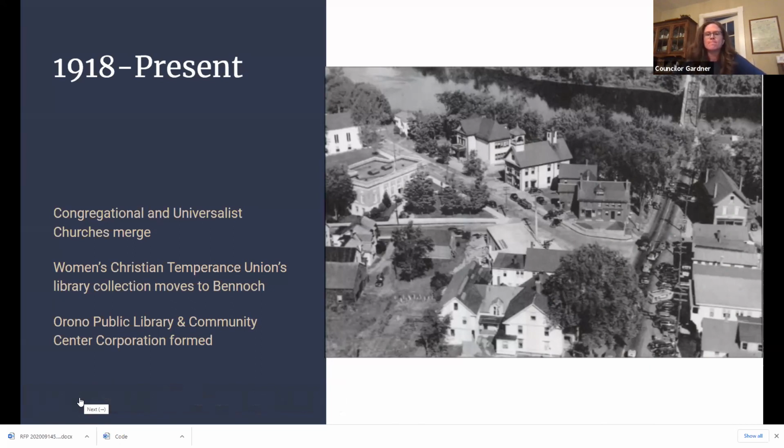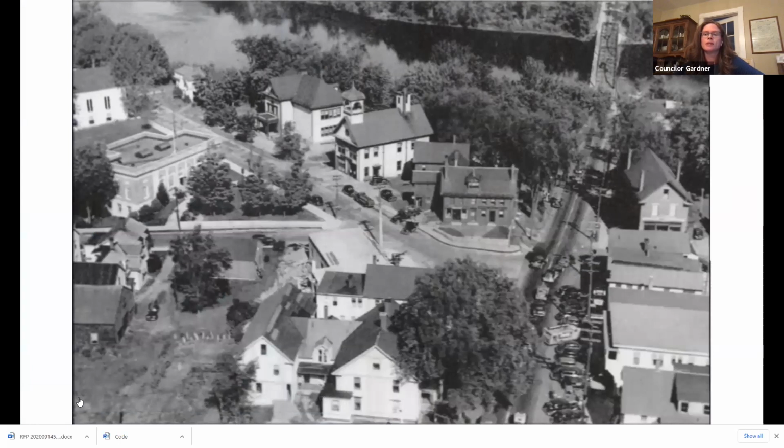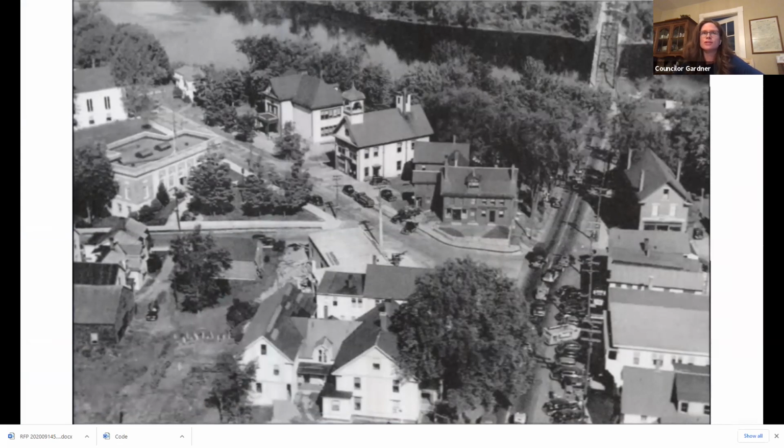So the Congregational Church moves out of the building on Bennick Road, which was Bennick Street back then. And the Women's Christian Temperance Union, if you could advance the slide, Bill. This is a close-up of that. So in the center of the photo, you'll see Monument Square, the Katahdin building, which burned down years ago. That was the original home of the Orono Public Library, and it was founded and run by the Women's Christian Temperance Union. And when the building on Bennick Street became available after the Congregational Church moved out, they moved over to the first floor of that building.